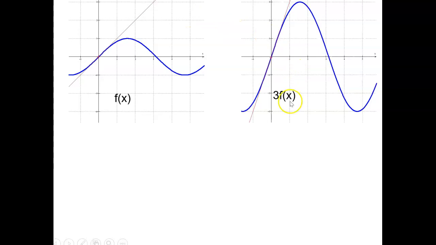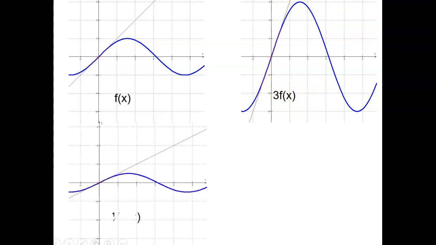Now, what happens when I stretch that same function, f of x? What happens to the slope of the tangent line? Notice the tangent line now is up 3/1. Now it stretches the tangent line so that the tangent line has a slope 3 times the original slope. What about when I vertically shrink the function? You can see here the slope of the tangent line at x equals 0. The tangent line is here. Now we go up 1 over 2. You can see that the slope of that tangent line at x equals 0 is equal to 1/2.